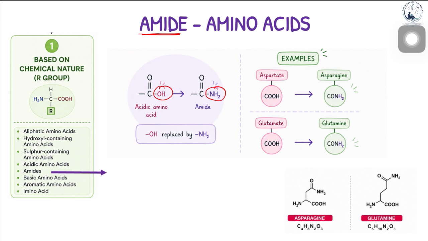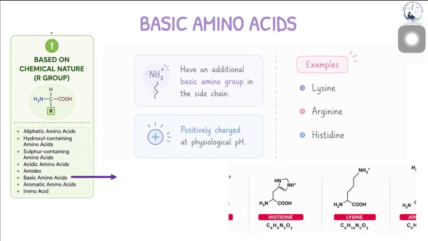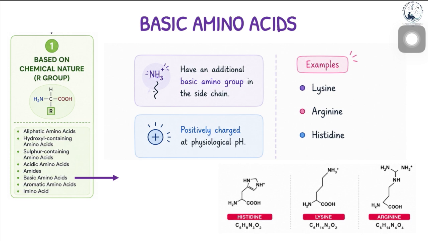Okay. So then moving on to the basic amino acids. So in acidic amino acids, we told the COOH group, there's an extra. So in basic amino acids, they have an extra amino group and they are positively charged. So acidic was negatively charged, they have an extra COOH. Basic has an extra amino group and are positively charged. So the examples are lysine, arginine and histidine. Okay.